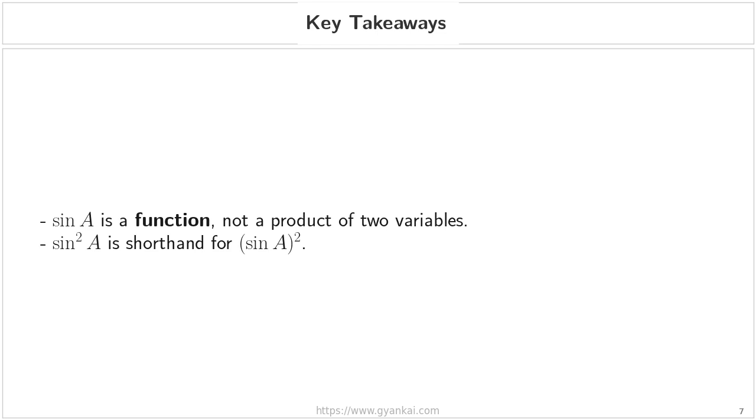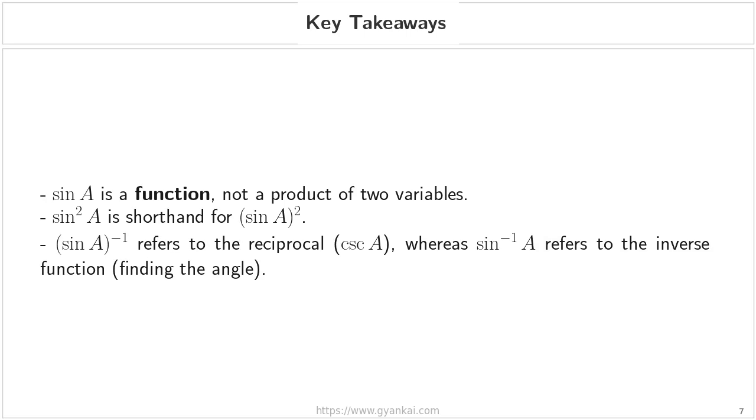Second, keep an eye on your exponents. When you see sine squared of angle A, that is simply a mathematical shorthand for the quantity sine of angle A, all squared. Always remember to find the ratio first and then square the result. Third, and perhaps most importantly, be extremely careful with the -1 exponent. If you see the quantity sine of angle A, all raised to the power of -1, that refers to the reciprocal, which is cosecant of angle A. However, if you see the notation sine inverse of angle A, that refers to the inverse function, which is used to find the measure of the angle itself. These are 2 very different operations.